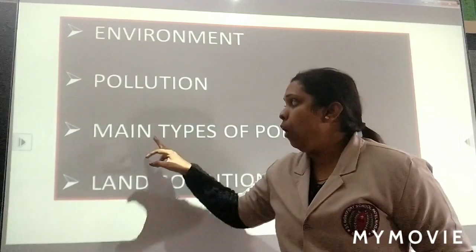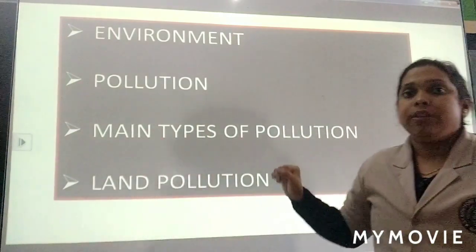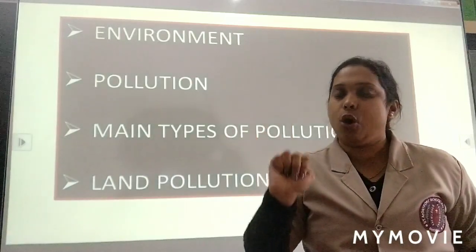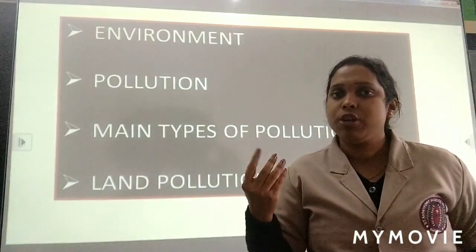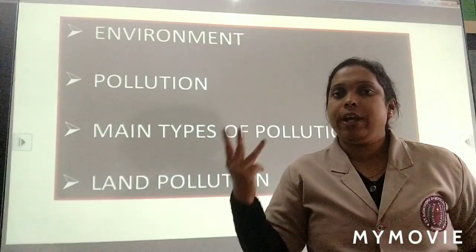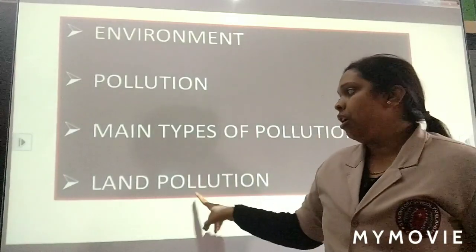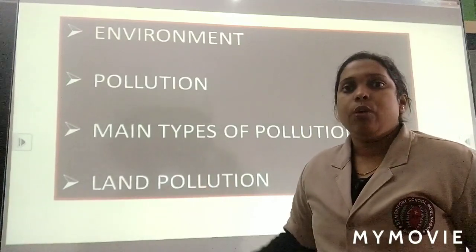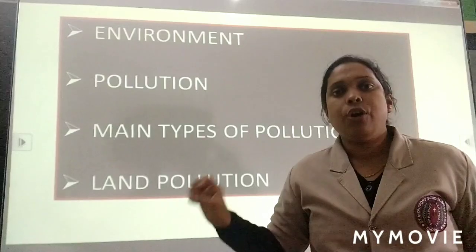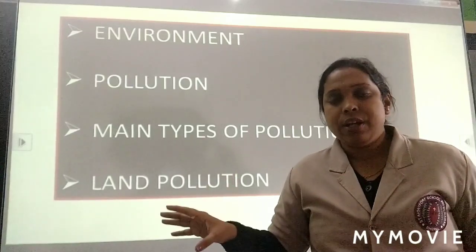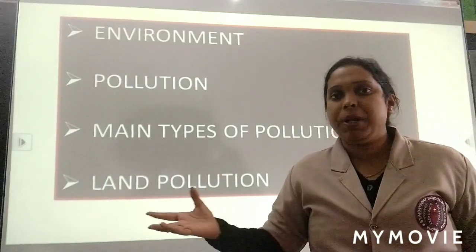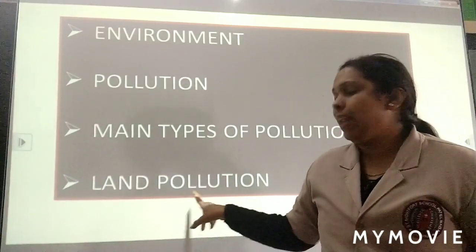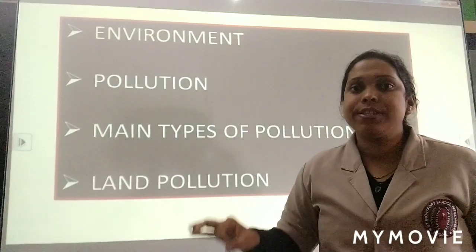Now, the main types of pollution. There are 4 main types of pollution: land, water, air and noise pollution. What are the 4 types of pollution? Land, water, air and noise pollution. Today we have studied land pollution. What is land pollution? When we throw garbage or make the land dirty, when we throw garbage in the open area and not in the dustbin. So it is known as land pollution, when the land gets dirty.